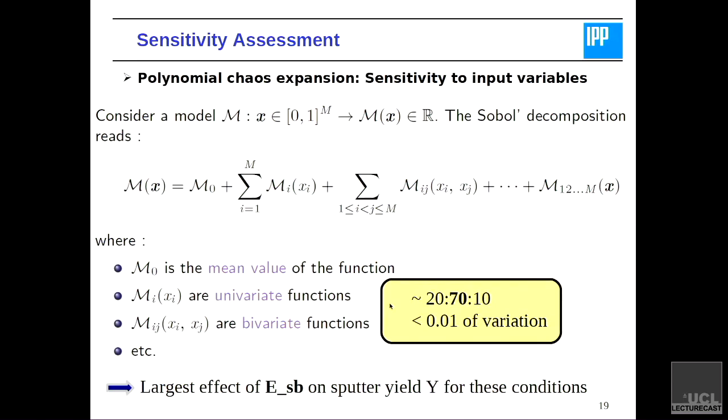we find that almost all of the uncertainty in the results can be explained in terms of the univariate functions. If we go to the bivariate, it's less than 0.01. And in particular, the quantity that has the biggest impact on the answers is this binding energy at the surface.